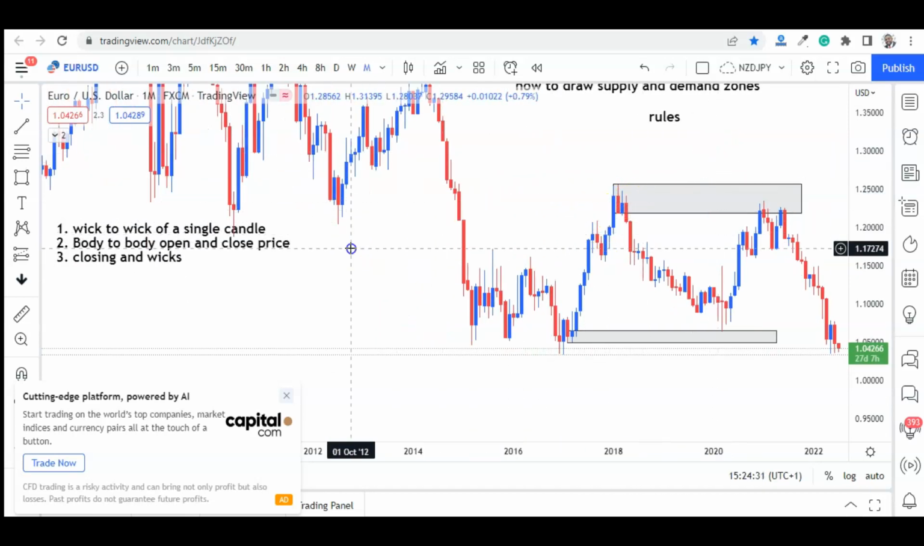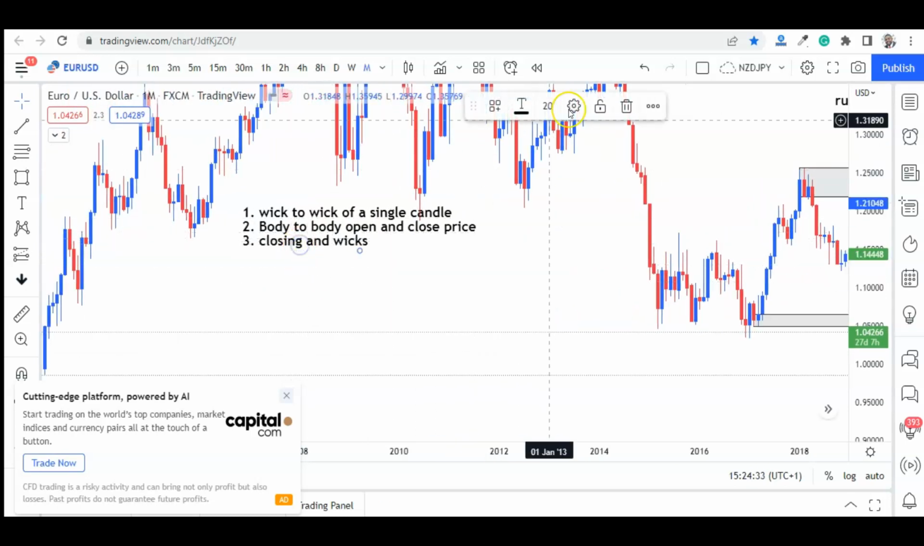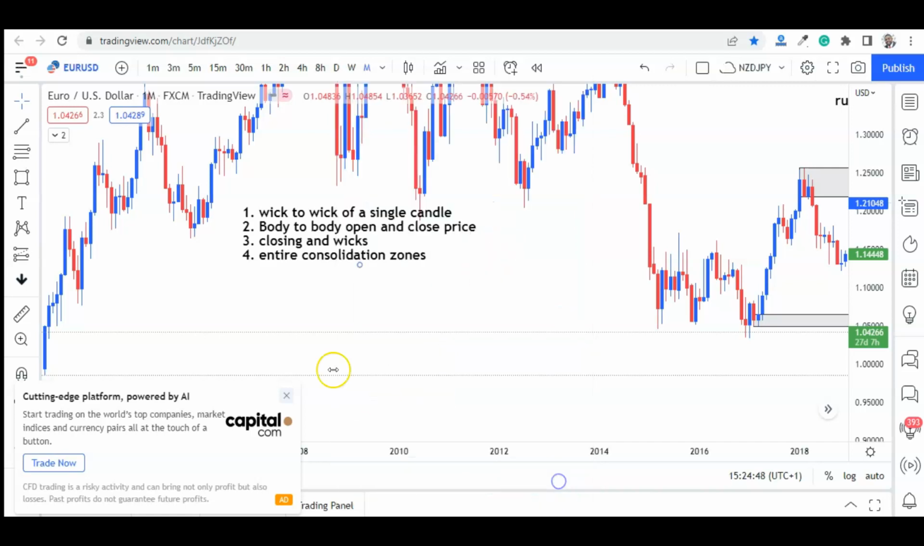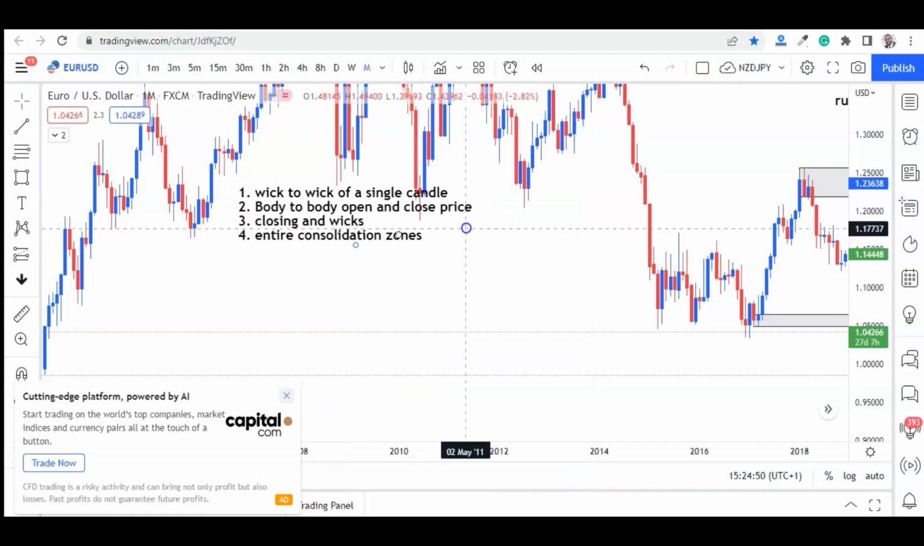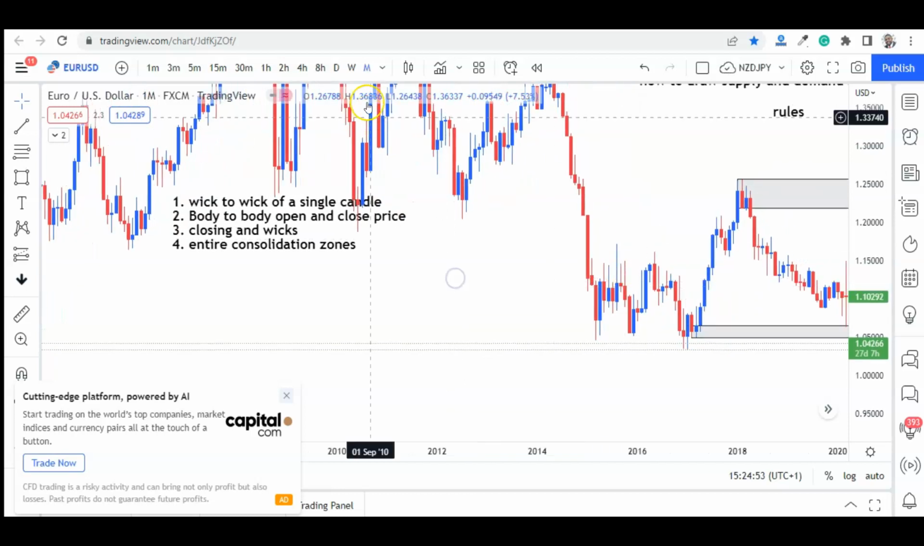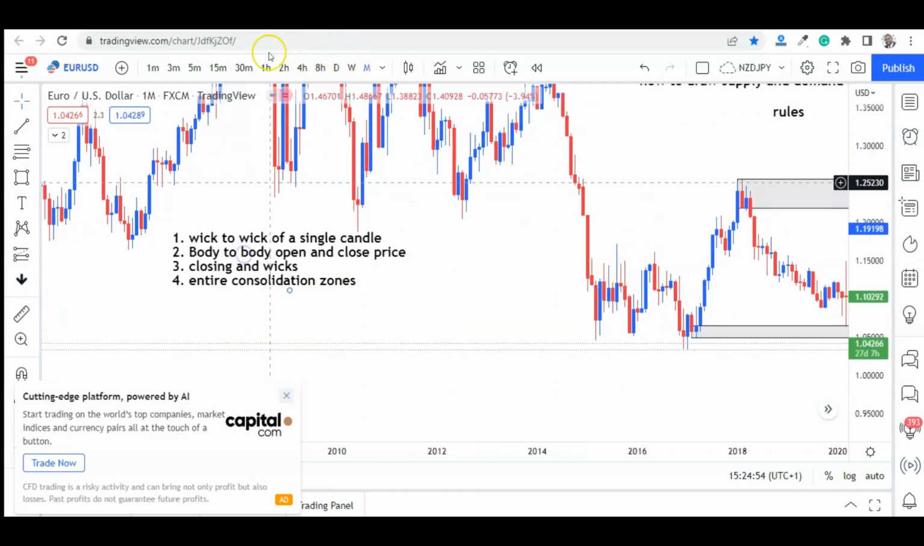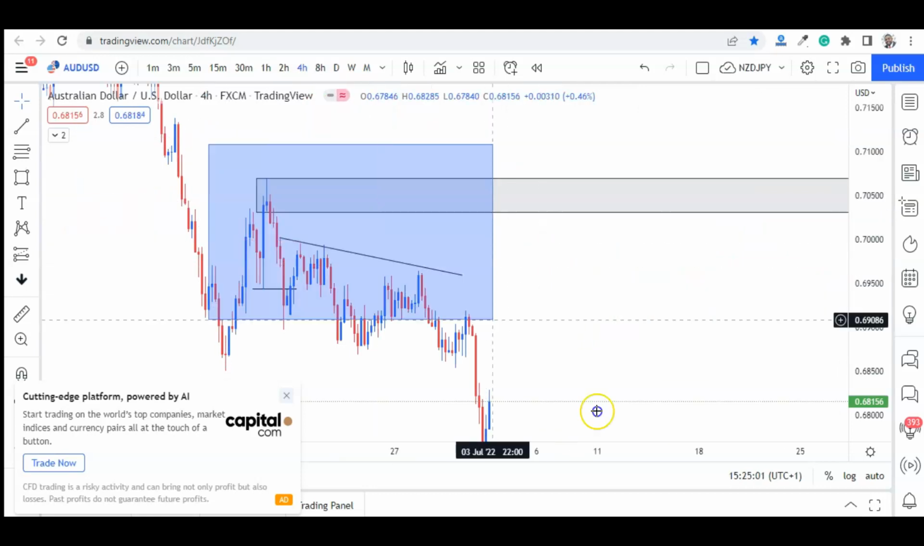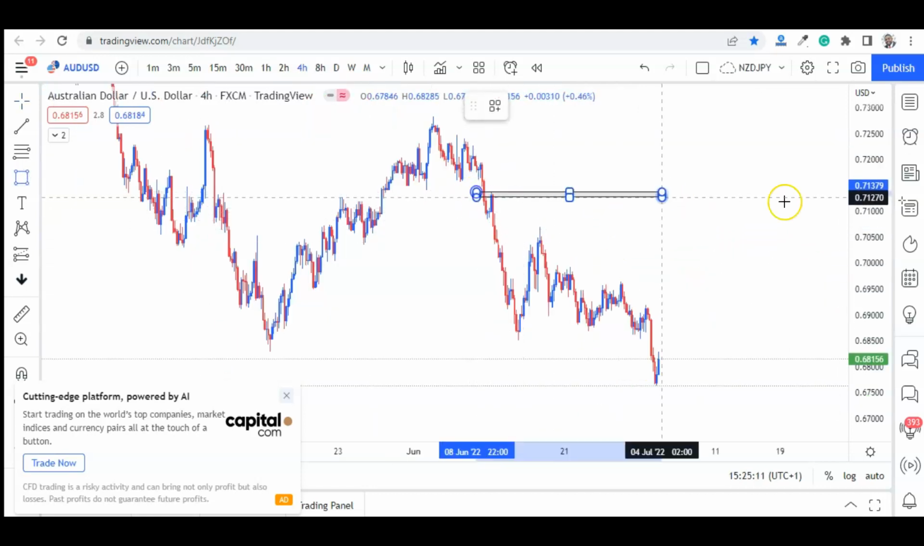Okay, so another one is to mark out the entire consolidation area, the entire consolidation zones. Now let's go to a lower time frame to look at this. Let's see. In this case, this is the entire consolidation zone here.